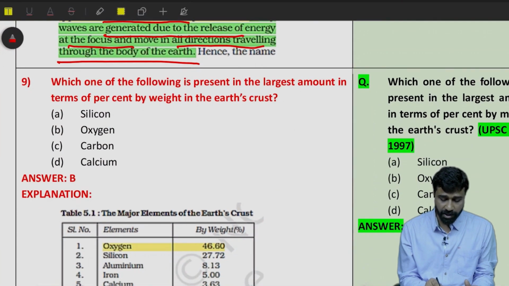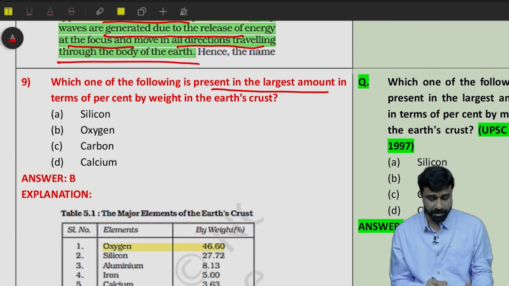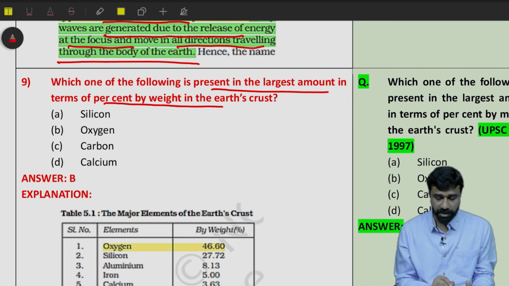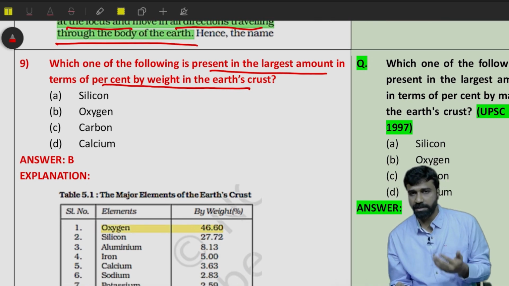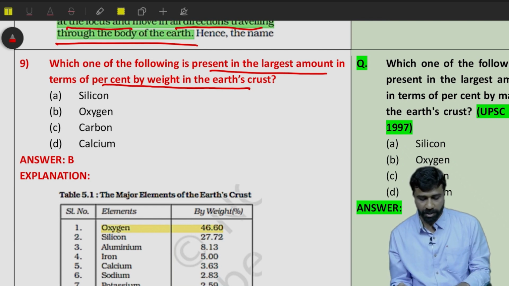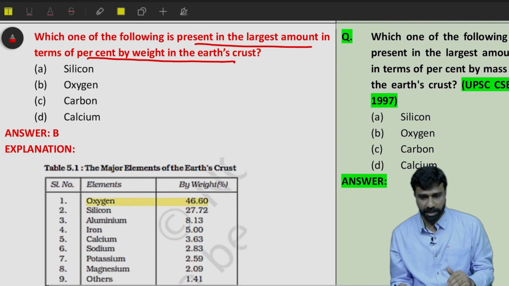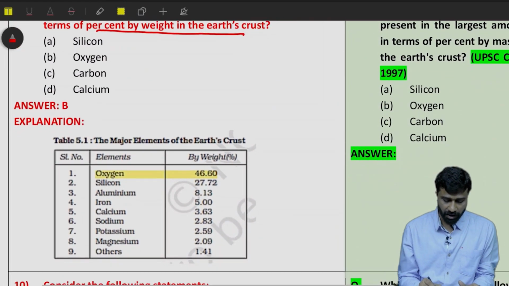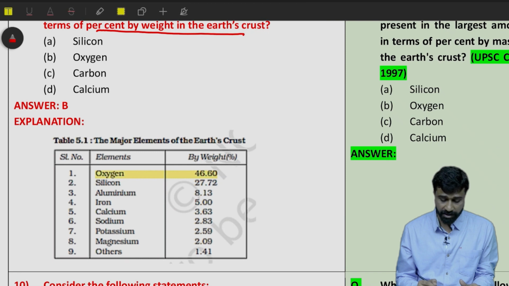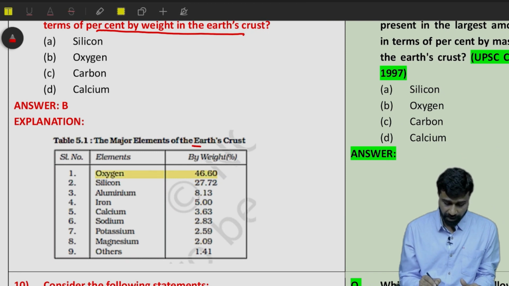And which one of the following is present in the largest amount in terms of weight of this earth's crust? They may ask in chronological order or arrange them in ascending or descending order in the future also. So you have to know the composition of the earth's interior, especially with respect to the mineral composition. Here the oxygen is having highest weightage in the earth's crustal part.